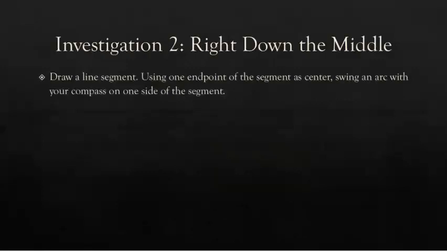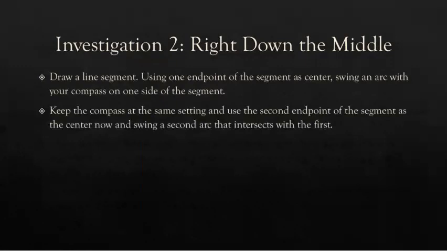Draw a line segment on just any paper. Use one endpoint of the segment as the center, that is the point of the compass, and then swing an arc with your compass on one side of the segment. Keep the compass at the same setting and use the second endpoint of the segment as your center now, and swing a second arc that intersects that first one. So you want to aim in the same direction on the same side of the segment. So now the place where those arcs intersect is equidistant from both endpoints.